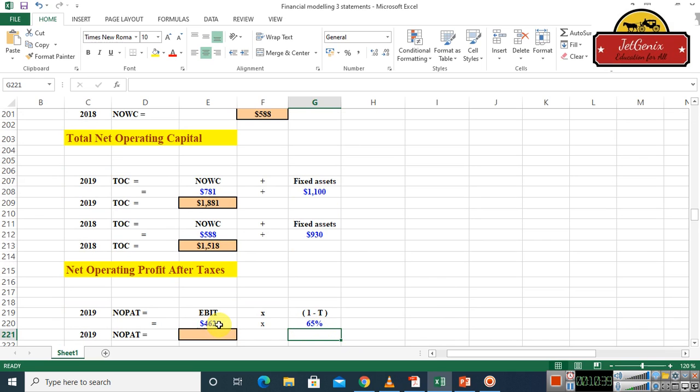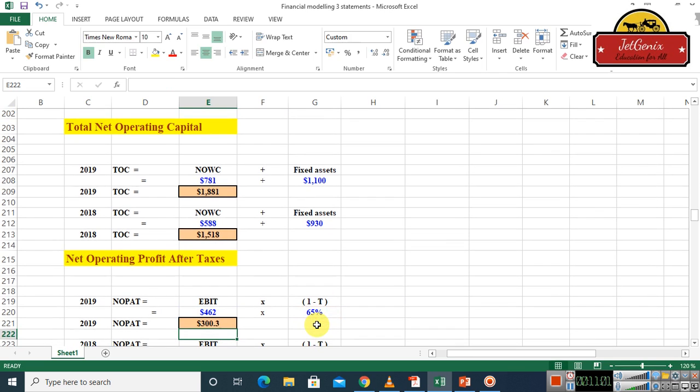And now if I want to calculate the net operating profit after tax, I'm just going to multiply this 462 by 65%. So I'm going to do it like this. Just type equal and select this one, okay, and then multiplication and this one, okay, and press enter. Now you can see the net operating profit after tax is equivalent to $300.3 million, okay, for 2019.